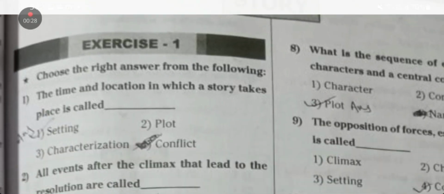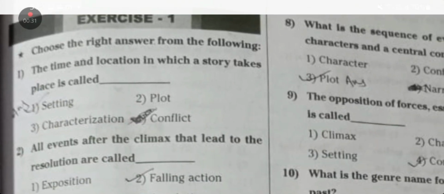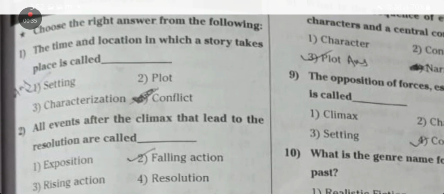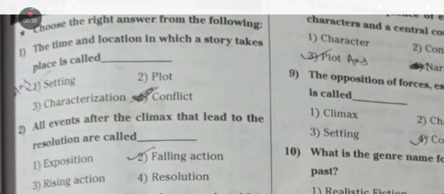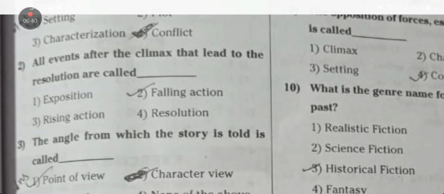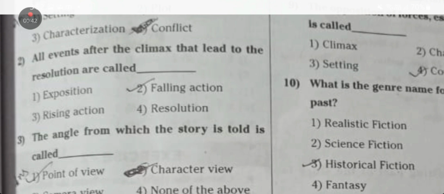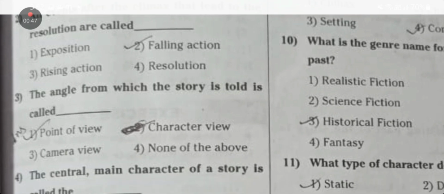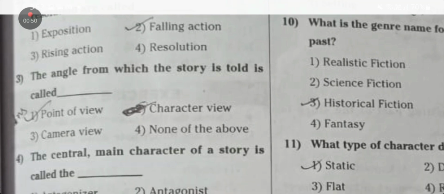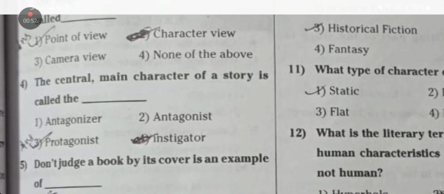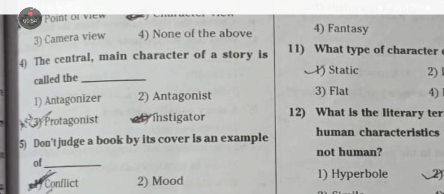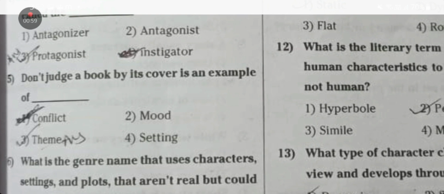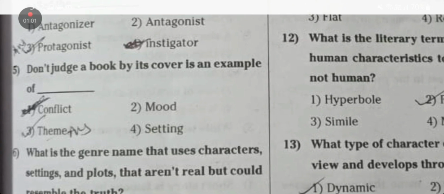Story. Exercise 1. Choose the right answer from the following. The time and location in which a story takes place is called setting. All events after the climax that lead to the resolution are called falling action. The angle from which a story is told is called point of view. The central main character of a story is called the protagonist. Don't judge a book by its cover is an example of theme.